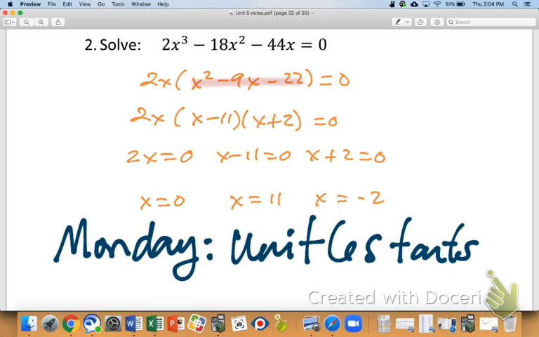On Monday, Unit 6 starts. So what should you come ready to go with? Your packet for Unit 6. I'll send you an email at some point over the weekend. Please do have that with you. Guess what? It's more quadratics. Not kidding. It's more quadratics.